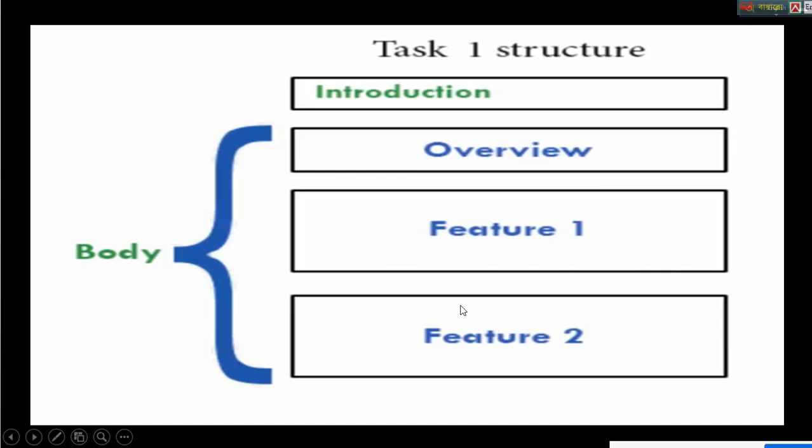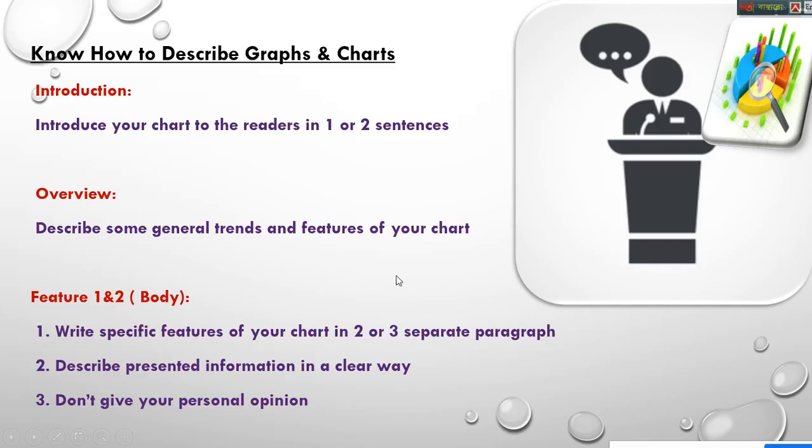Okay, and then you see how to describe graphs and charts. Okay, all right. You see here the three phases that I talked about in the structure: introduction, overview, and feature. And let us see how we can make an introduction, how we can make a good overview, and how we can develop a good body of the composition.